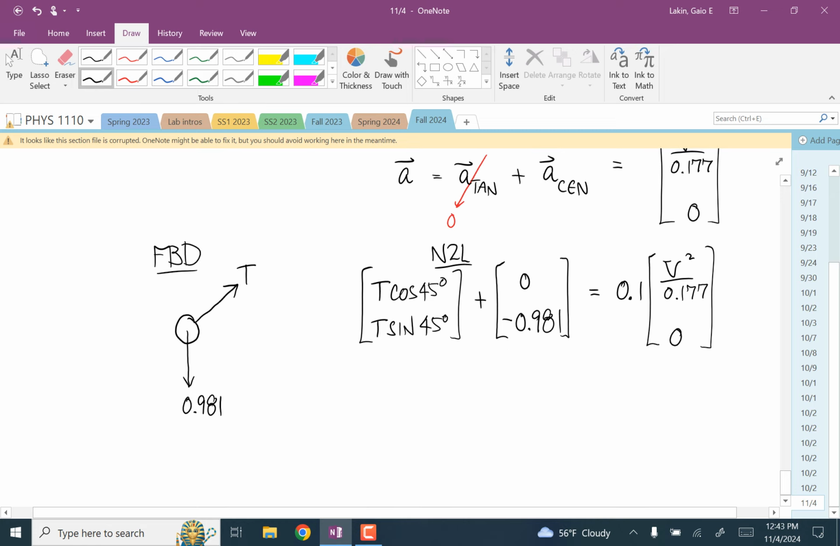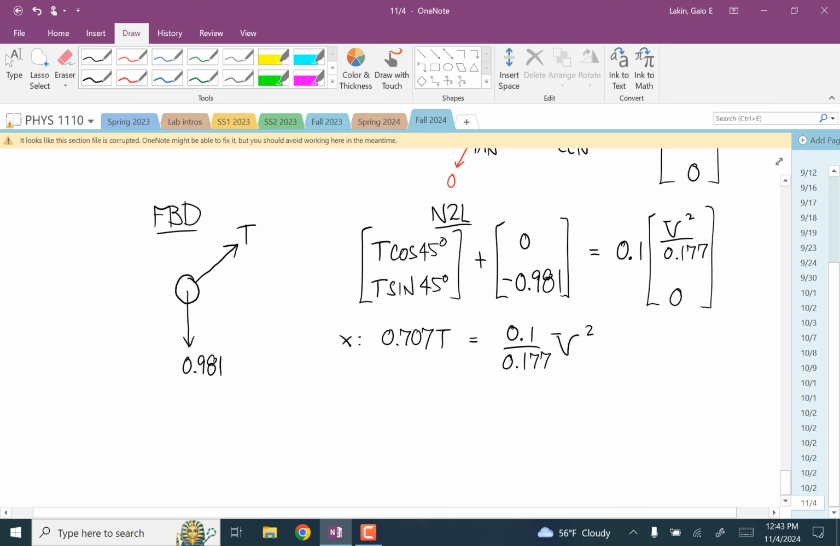And now we have these two equations. The x equation says cosine of 45, which is 0.707, times T is equal to 0.1 over 0.177 v squared. So we can't solve this equation by itself. It has two unknowns in it. But the y equation, we can.